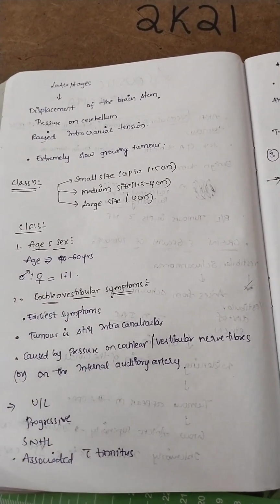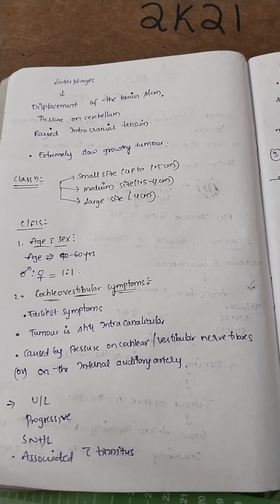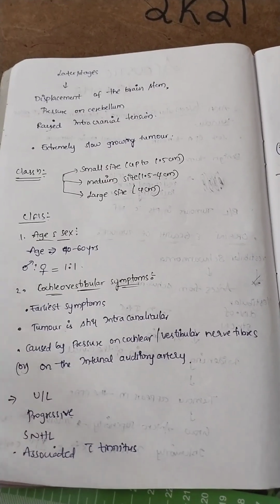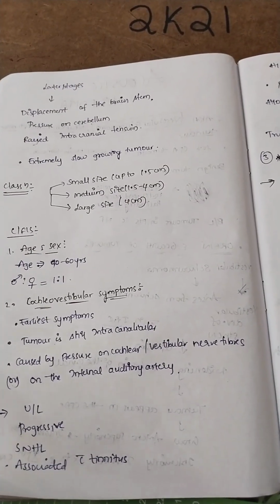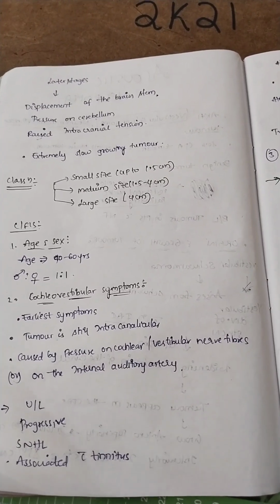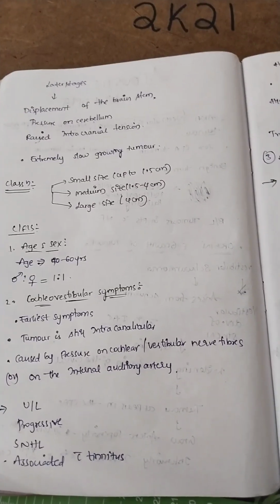Classification will be small size, which may be 1 to 1.5 centimeters at initial stages. Medium size 1.5 to 4 centimeters. Large size, more than 4 centimeters. So clinical features. So you will see this diagram. You will understand how the tumor grows.